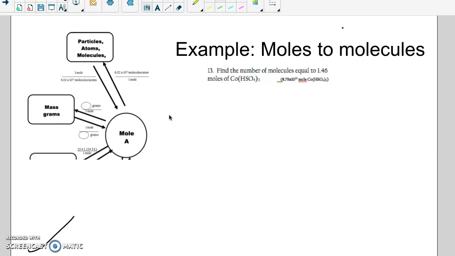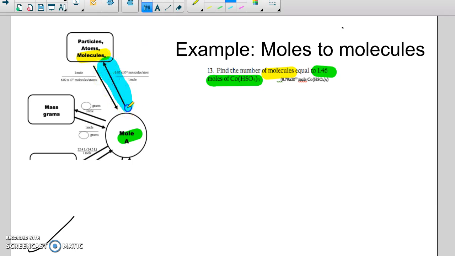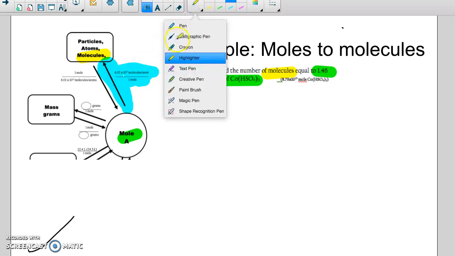Hi, I wanted to show you guys an example of a conversion of moles to molecules. So in this question, first thing I notice is that I'm given the moles of this compound. So I'm starting here. Then I look at, well, what am I trying to do here? I'm trying to solve for, they want to know the number of molecules. So I'm going here. So this is the leg of the trip or the map that I'm going to be using. So that means I'm going to use this conversion factor.